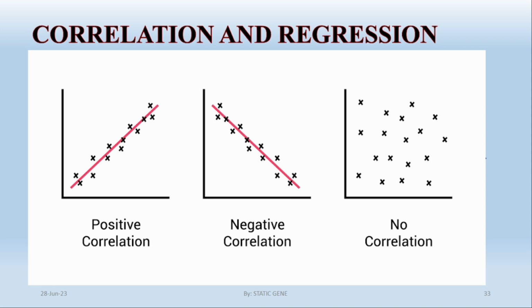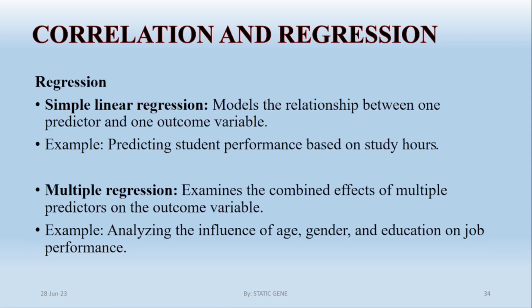But how about regression? Now, regression is divided into simple linear regression and multiple linear regression. In simple linear regression, it models the relationship between one predictor and one outcome variable. For example, if you want to predict a student's performance based on the study hours, student performance, that is one dependent outcome variable, based on study hours. Hours studied, that is the independent variable. So those are only two. That becomes a simple linear regression.